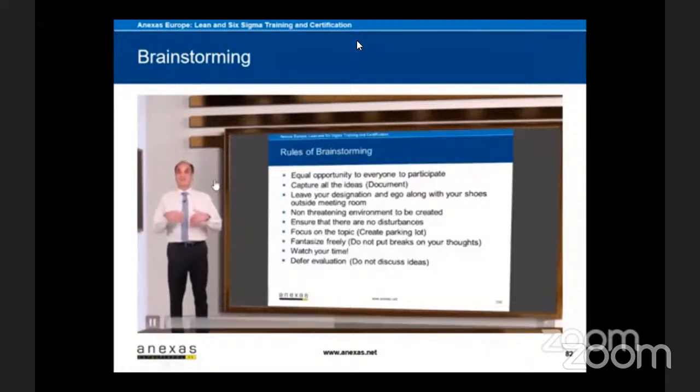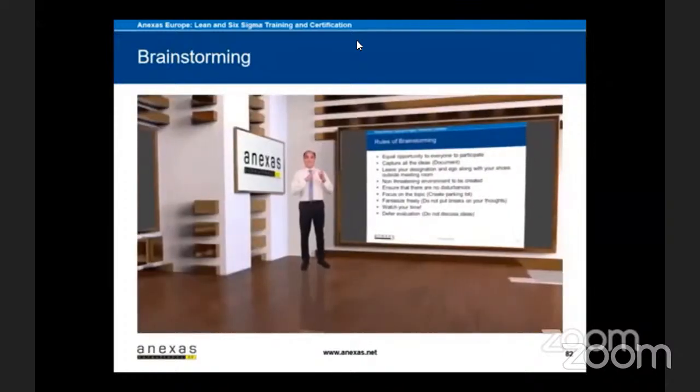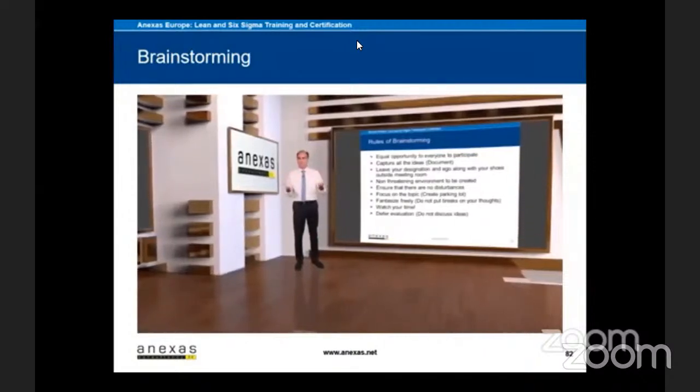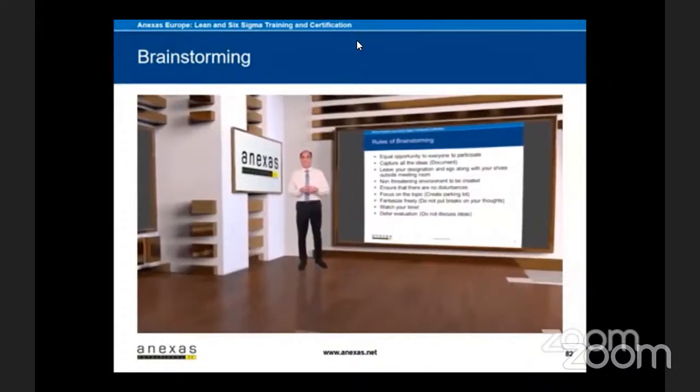When you are generating the idea, when you are generating the root causes, they are not to be evaluated. You cannot say that it is a good idea or this is a very good root cause which you have thought of. No evaluation, just write down whatever is being suggested.